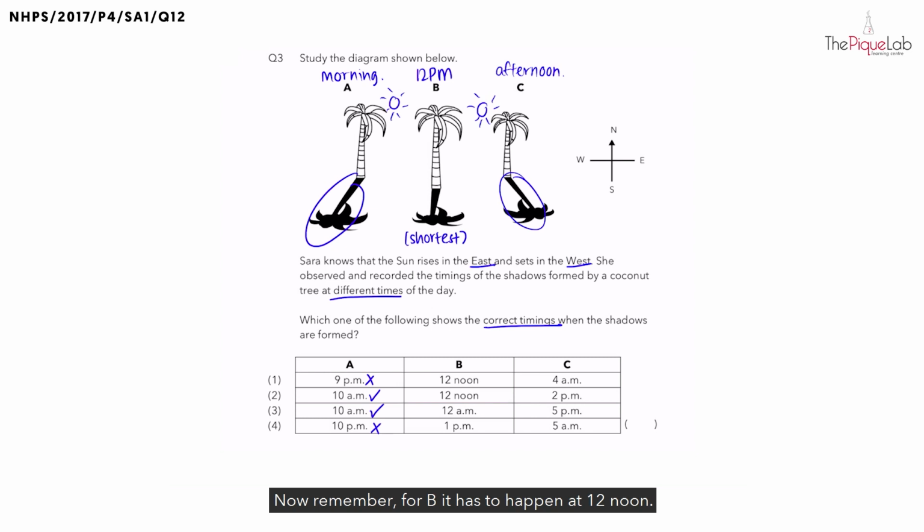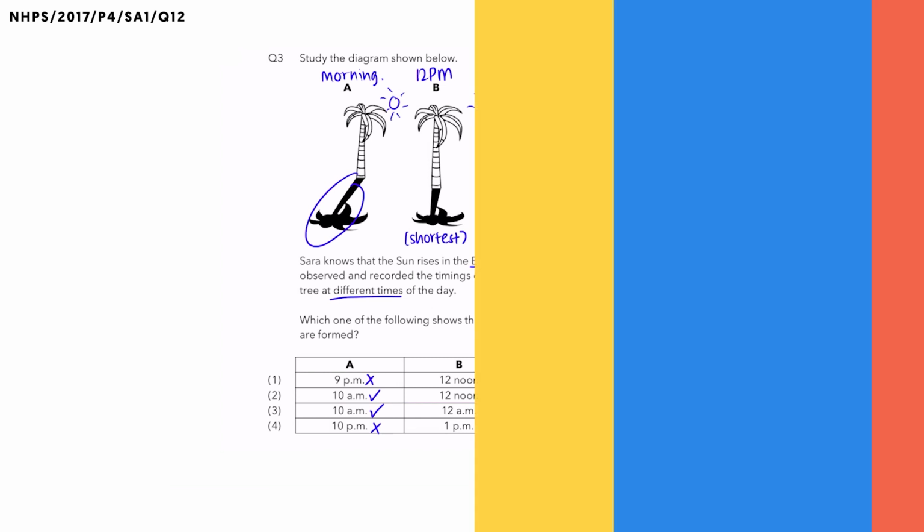Now remember, for B, it has to happen at 12 noon. That means number 2 is correct. Number 3 is wrong. Not 12 midnight, not 12 a.m. And then finally, we double check our answer with C. For C, it has to occur in the afternoon at 2 p.m. Is that correct? Yes. So the answer would be number 2.